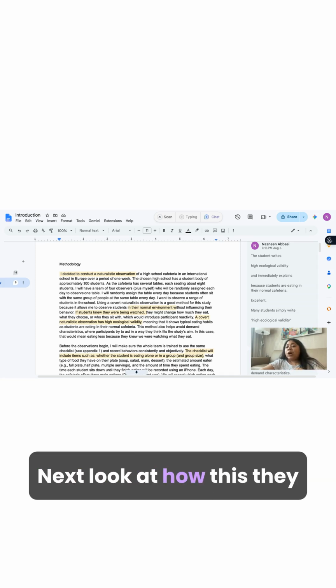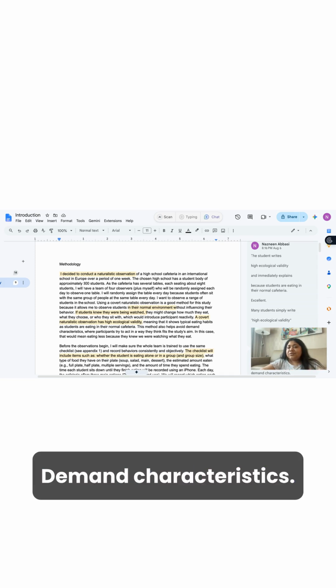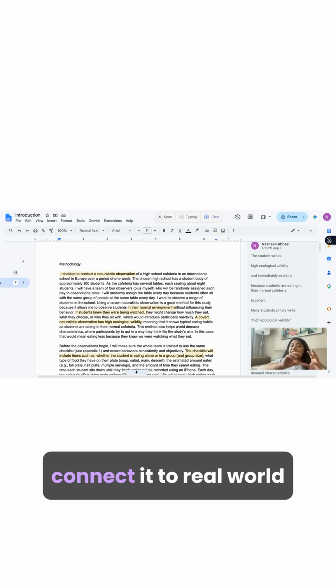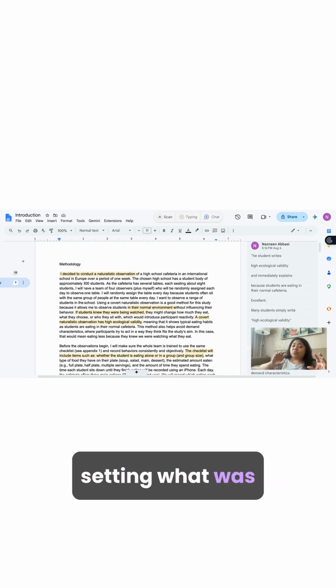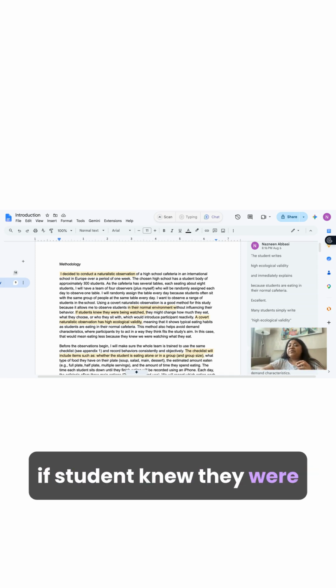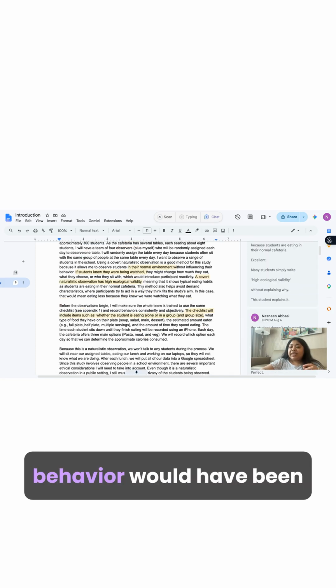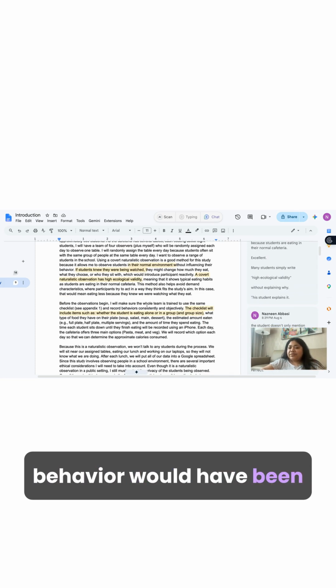Next, look at how they explain demand characteristics. Instead of giving a generic textbook definition, the student connects it to the real world setting, what was happening in the cafeteria, and directly to the variable. If students knew they were being watched, there is a high possibility that their behavior would not have been their normal behavior.